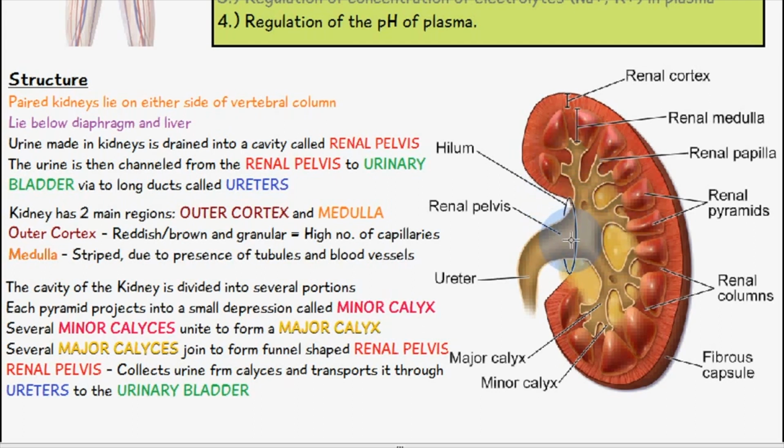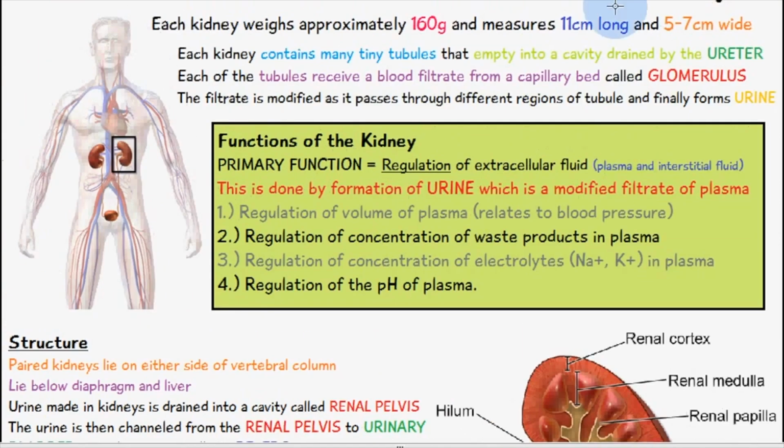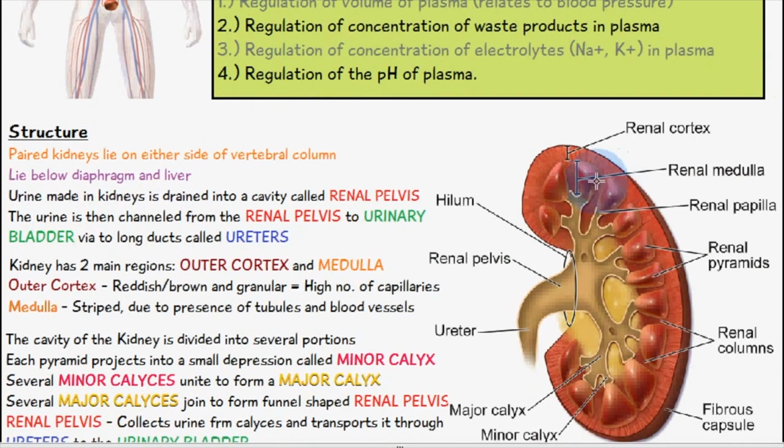And what the renal pelvis does, as we've just mentioned, is collect the urine produced from the modified filtrate of plasma, and transport it to the urinary bladder via the ureter. Okay, now, let's move back onto this part here. So each kidney contains many tiny tubules that empty into a cavity drained by the ureter. That makes sense, we've seen that here. So remember, the tubules drain into the renal pelvis and into the ureter.